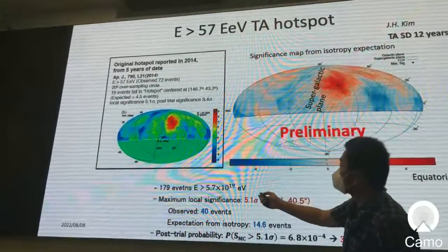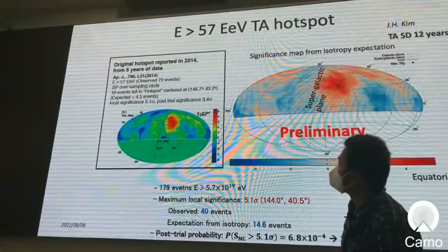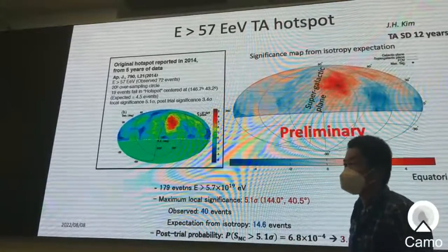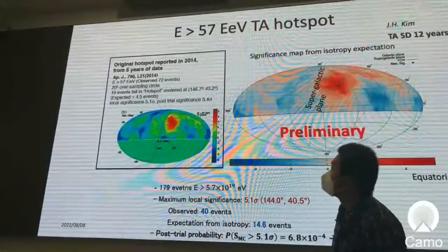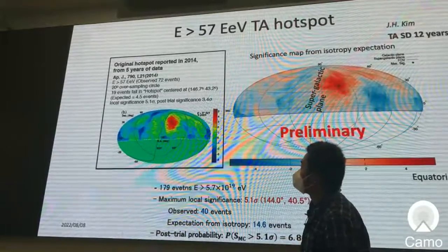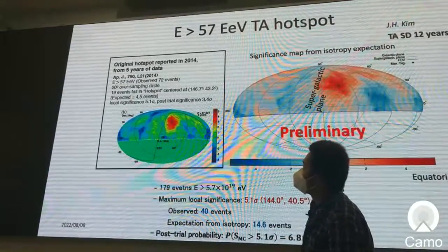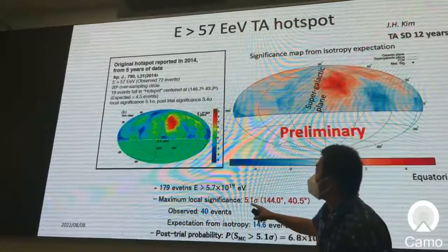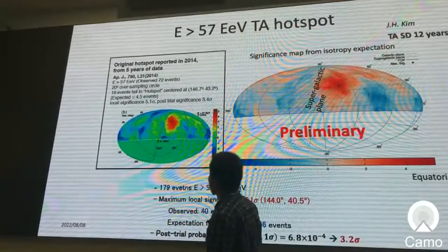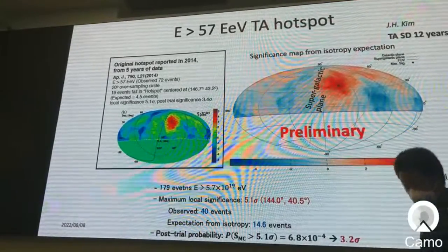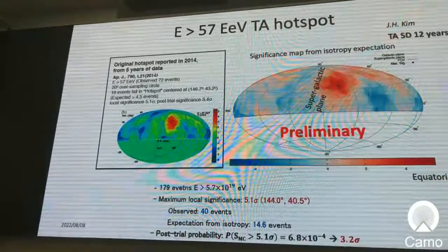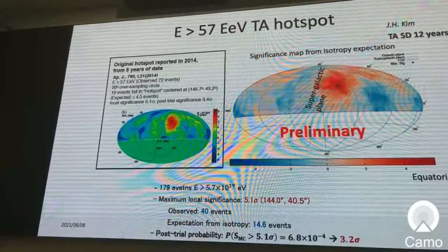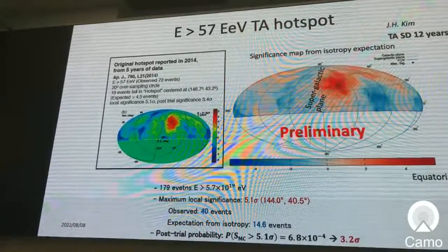This is a significance map from isotropy expectation reported in 2014 using 5 years of TASD data. This map is drawn with 20 degrees oversampling radius using 72 events. And the hotspot is found here. And global significance was estimated to be 3.4 sigma at that time.